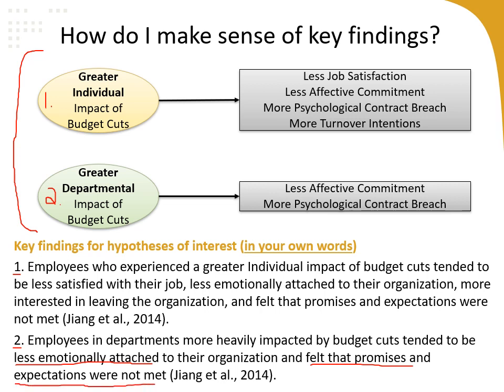If you are explaining results for things that aren't necessarily plain English, right? Psychological contract breach is not something you would ever say in the real world unless you were an IO psychologist or something like that. You need to look at the methods section and be able to explain those things in more plain English. So instead of saying had higher levels of psychological contract breach, you would say felt that promises and expectations were not met, or felt that promises were violated, or something like that that is more plain English, more everyday language.